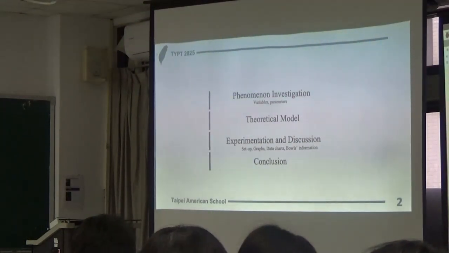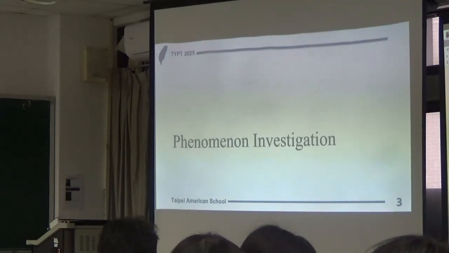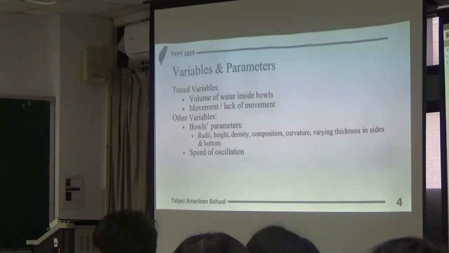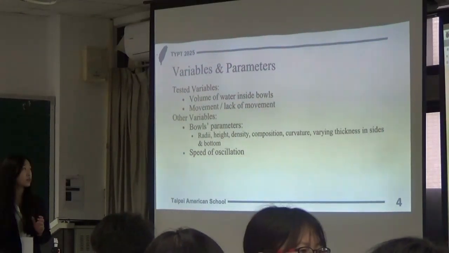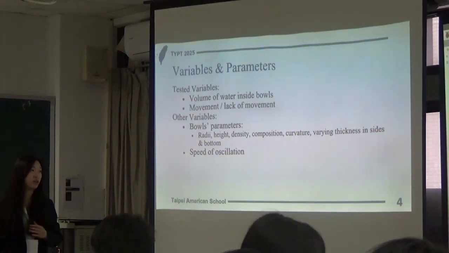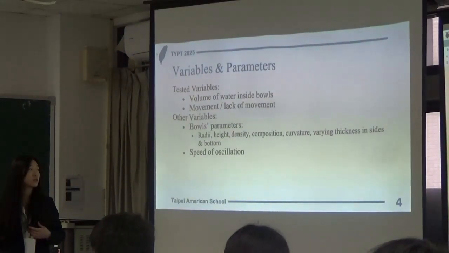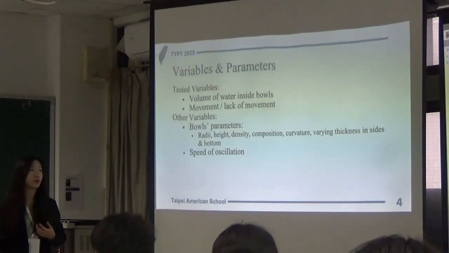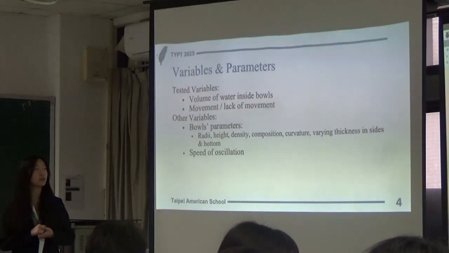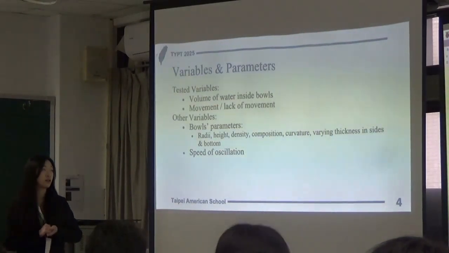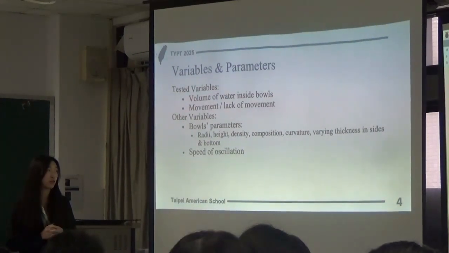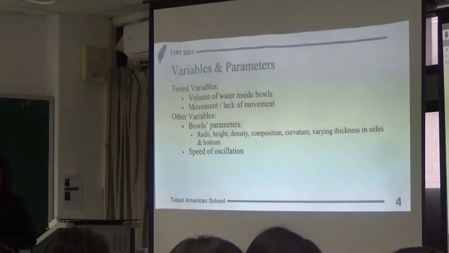This will be the flow of my presentation. Moving on to the phenomenon investigation. These are the variables that I will be testing: the volume of water inside the bowls and the movement or lack of movement of the bowls. There are other variables in this experiment, like the bowl's parameters: radii, height, density, composition, curvature, varying thickness and size, and bottom, and the speed of the oscillation. I will address the bowl's parameters and the speed later on.